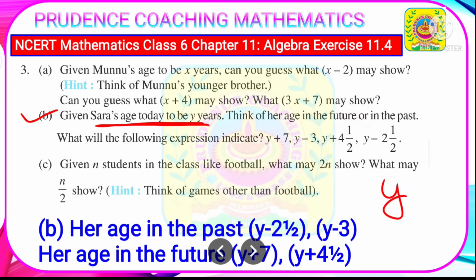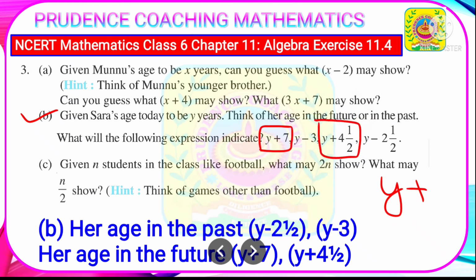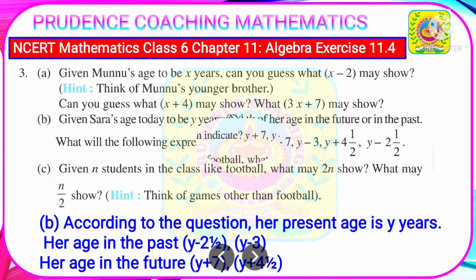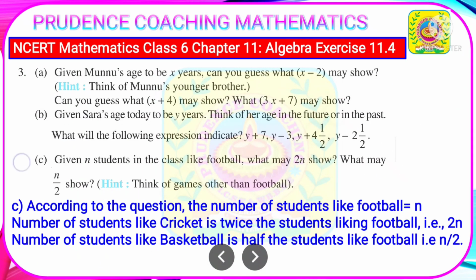And now her future age will be more than her present age. Y plus something it will be. As you can see, this one is Y plus 7 and this one is Y plus 4.5. So these 2 will represent her age in the future. So let us move on to the next sum.